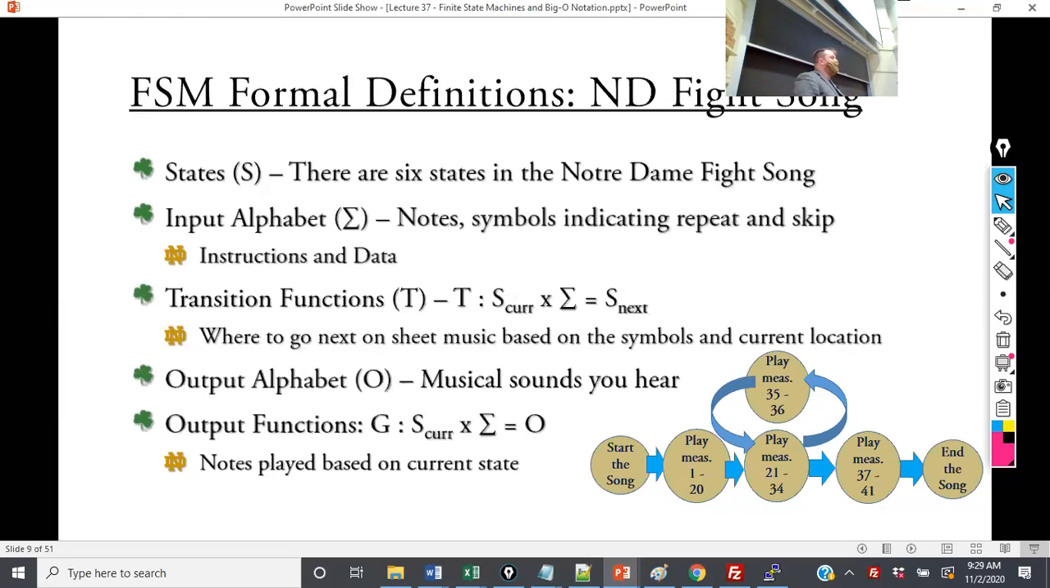All right, so the whole Notre Dame fight song, we have these states. There are 6 states in the machine. That's notated by S. The sigma, input alphabet, notes, symbols indicating repeat and skip. The transition functions tell us where to go along the sheet music and how that corresponds when breaking it down to zeros and ones, help us dictate where we would need to go on the Turing tape or the instruction stack. The output alphabet is the musical sounds you hear, and the output functions are the notes being played based on the current state.